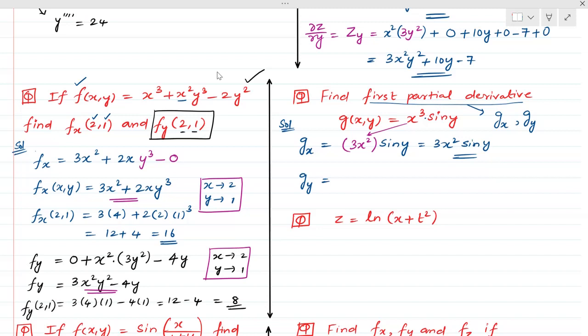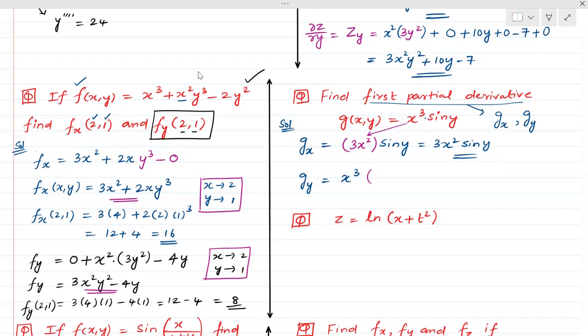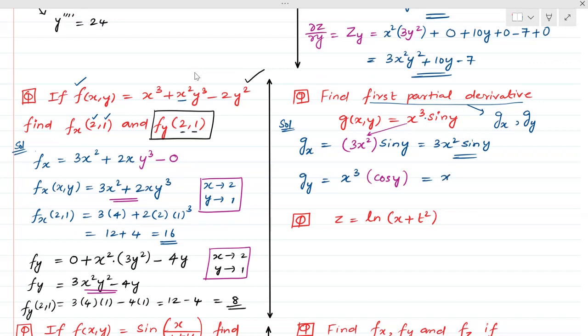Now calculate the gy. You have to differentiate this one with respect to y. When you differentiate with respect to y, x is a constant. X power 3 is a constant, it is in the product. Now the differentiation of sine y becomes cosine y. So the final value will be x power 3 cosine y. Since the value is not given, you have to calculate only gx and gy. That's it. If the x and y values are given, you have to substitute those values.